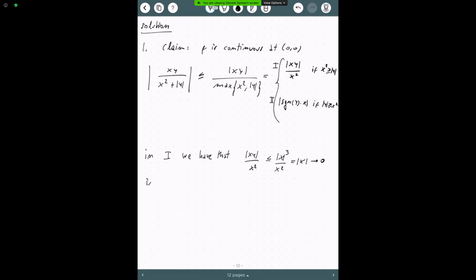So this is actually now equal to x, and this goes to 0 when x goes to 0. And in 2, we have that, of course, the sine of y times x goes to 0 as x goes to 0 or y goes to 0. So in both cases, we go to 0. This implies that the limit for x, y of this modulus goes to 0.